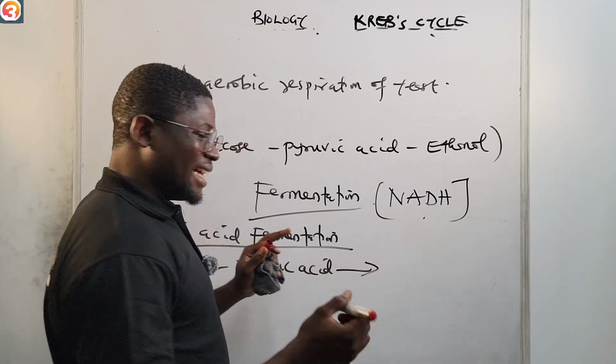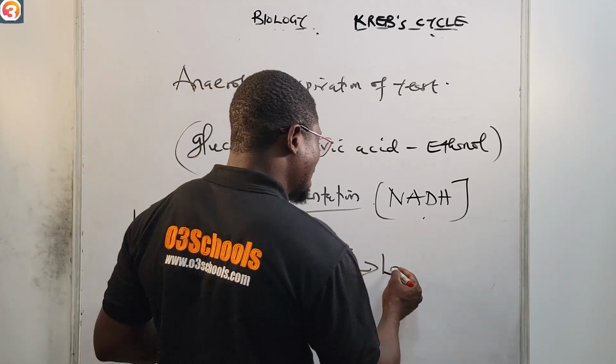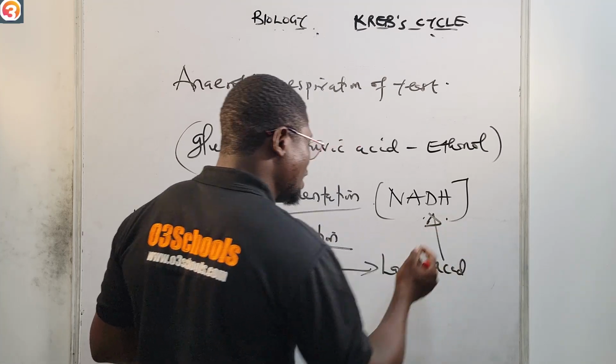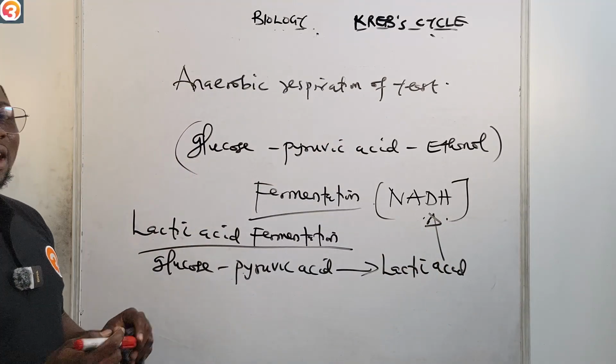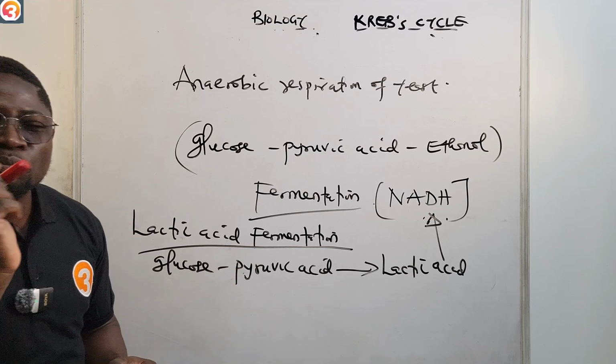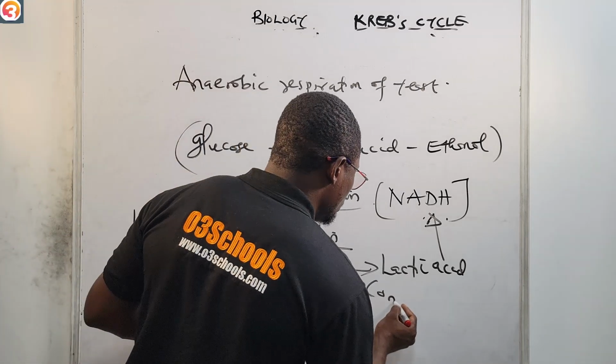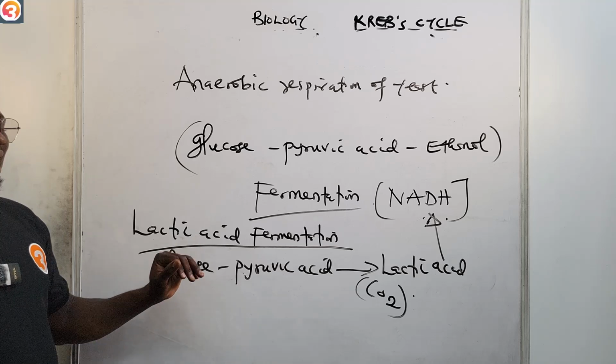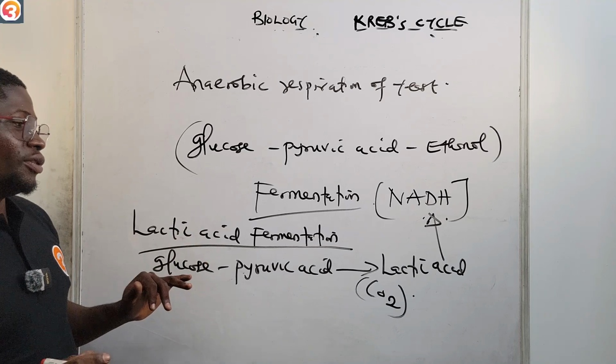Then the pyruvic acid is converted to lactic acid by this NADH, without the production of CO2, without the production of carbon dioxide. So this is lactic acid fermentation. Take note of that, all right?